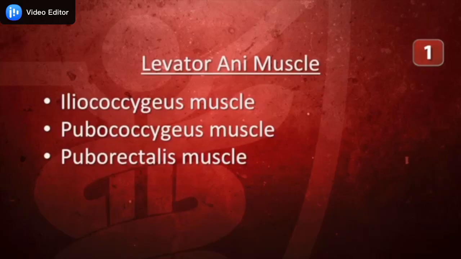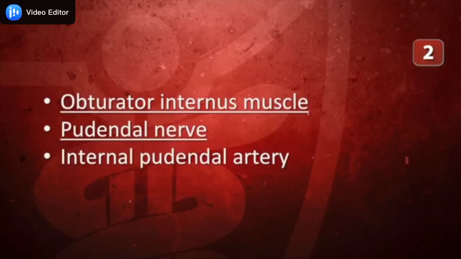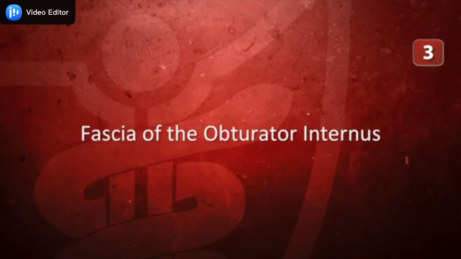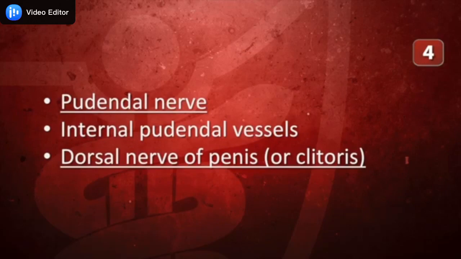First question, what is the muscle that pulls the rectum anterior to resist defecation? This is the levator ani, and it's made up of the iliococcygeus, the pubococcygeus, and the puborectalis. Next, which structures travel through the lesser sciatic foramen? This is the obturator internus muscle, the pudendal nerve, and the internal pudendal artery. Next, through what structure does the pudendal canal, or Alcock's canal, tunnel? It tunnels through the fascia of the obturator internus muscle. Next, what structures are found in the pudendal canal? So we have the pudendal nerve, the internal pudendal vessels, and the dorsal nerve of the penis or the clitoris.